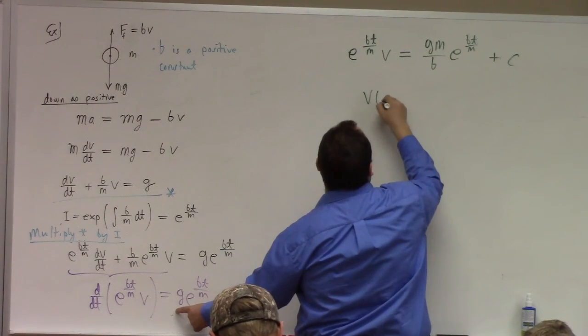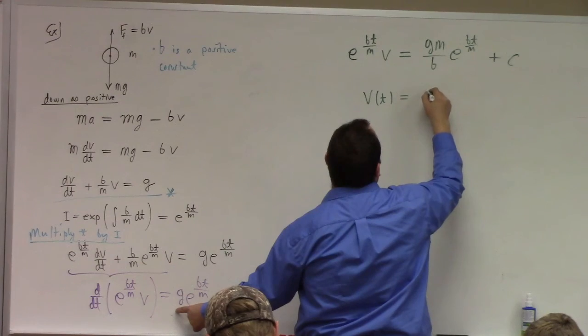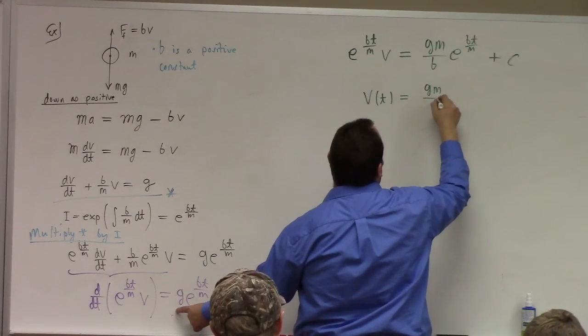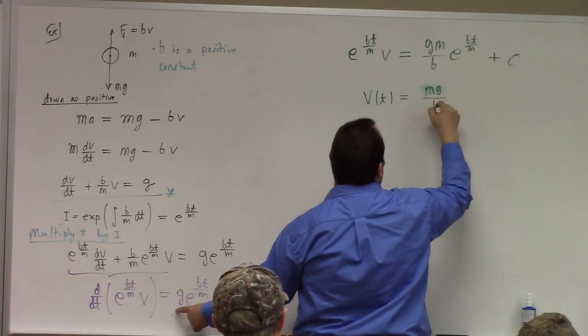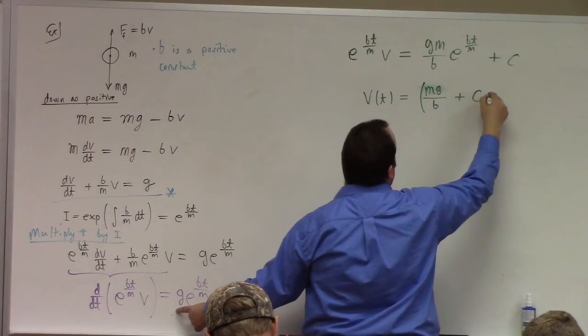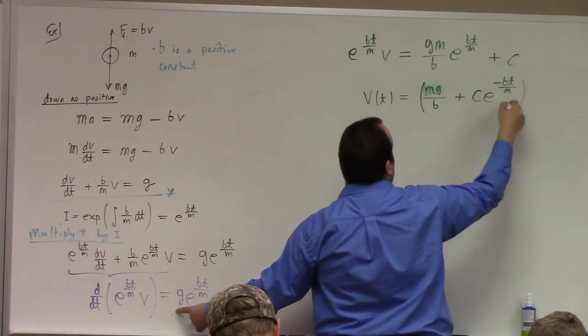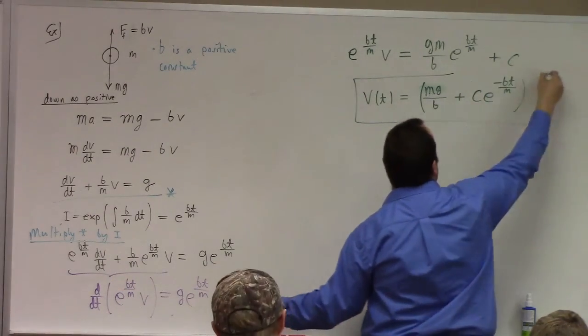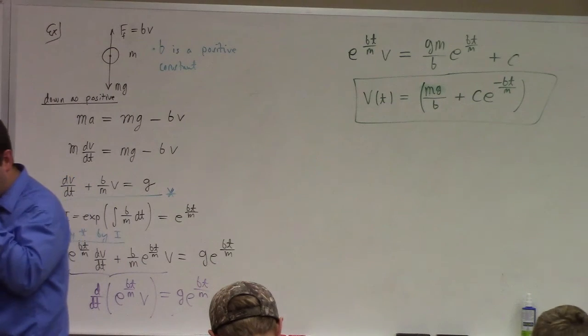And so I get the velocity as a function of time is equal to gm over, I'm going to write that differently, mg over b plus c e to the minus bt over m. There you go. So that's the velocity as a function of time.